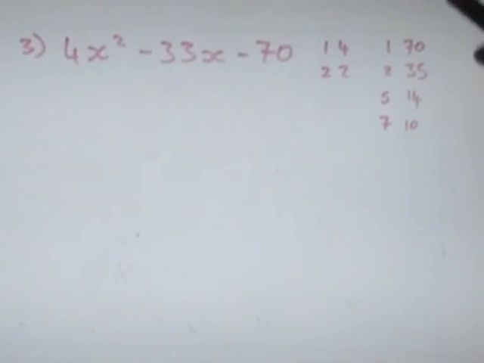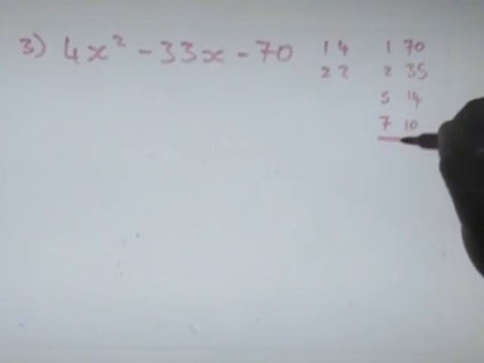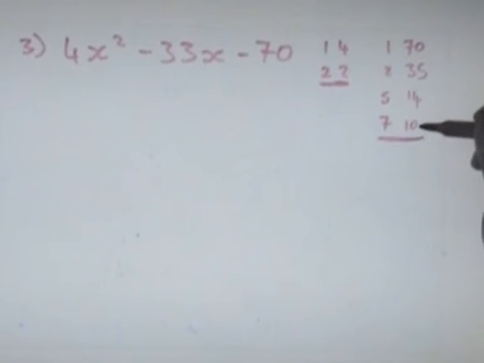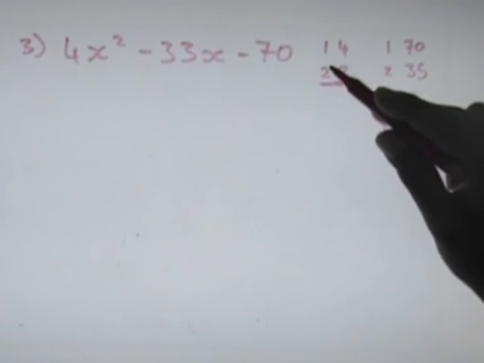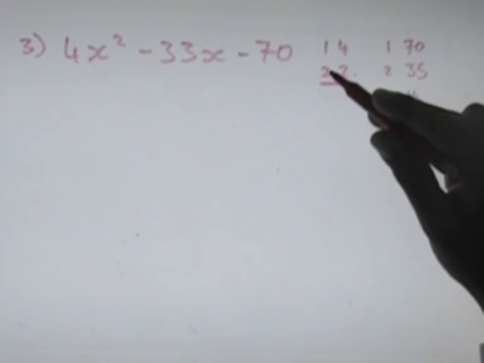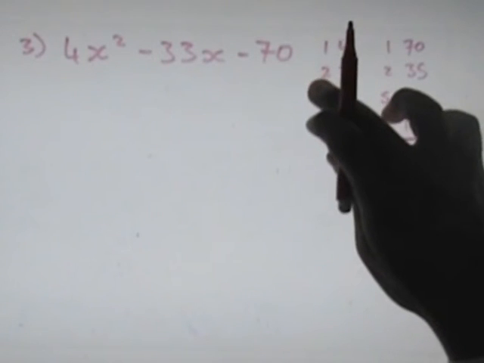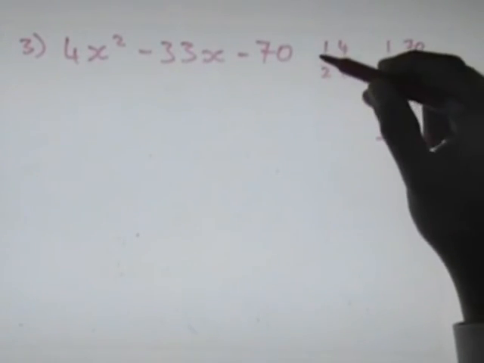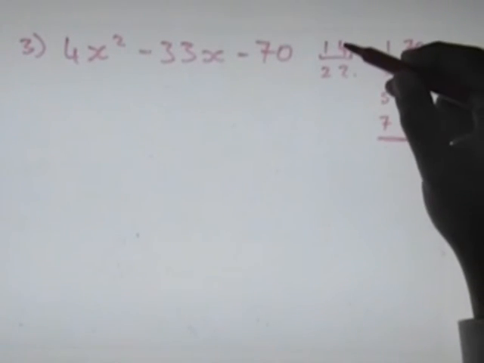Let's have a look at this last lot of factors, the 7 and the 10. What if I use this in combination with the 2 and the 2? 10 times 2 is 20, 7 times 2 is 14. That's going to give us either 34 or 6, so that's not going to work. But what if I used it in connection with the 1 and the 4?